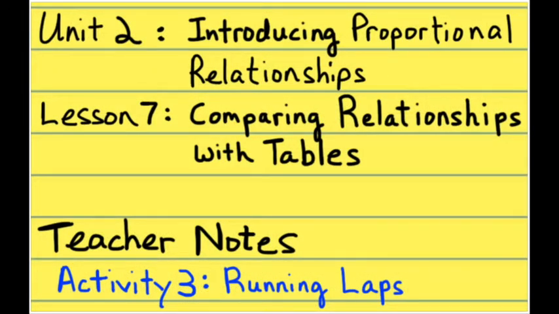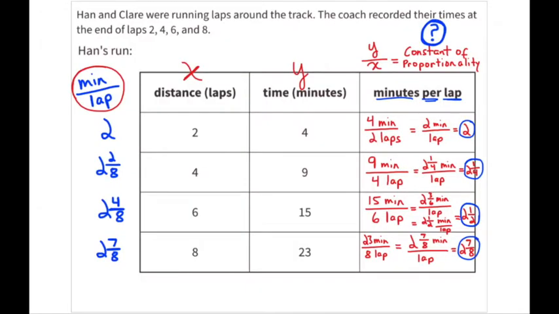This is lesson 7, comparing relationships with tables, and this is activity 3, running laps. And in this activity, we're going to compare the running times of 2 people, Han and Claire. They run around a track. Their coach keeps track of their time, and we're going to look to see if one or both of them are running at a constant speed or a constant rate throughout their run. If they are, then that is a proportional relationship.